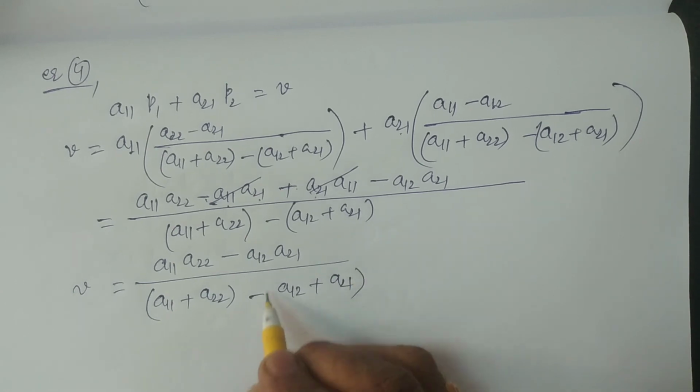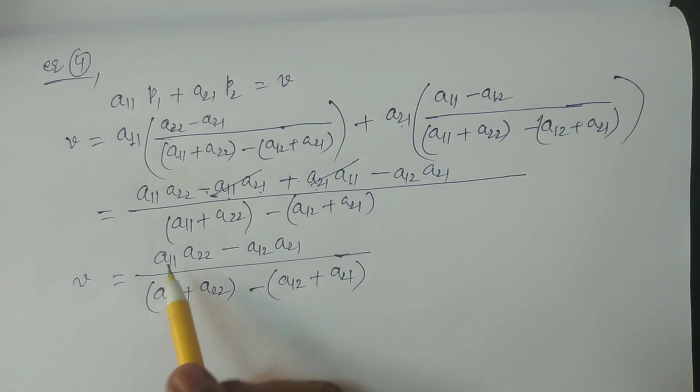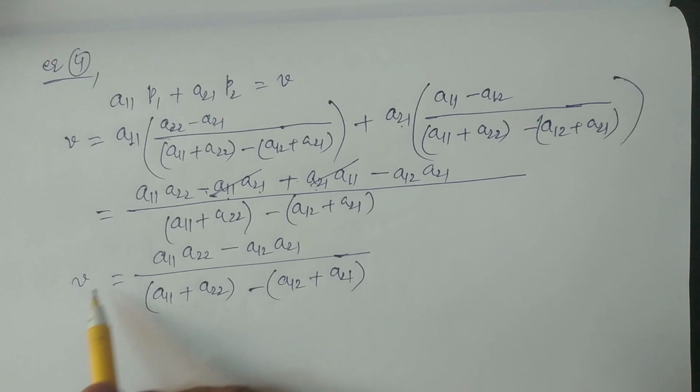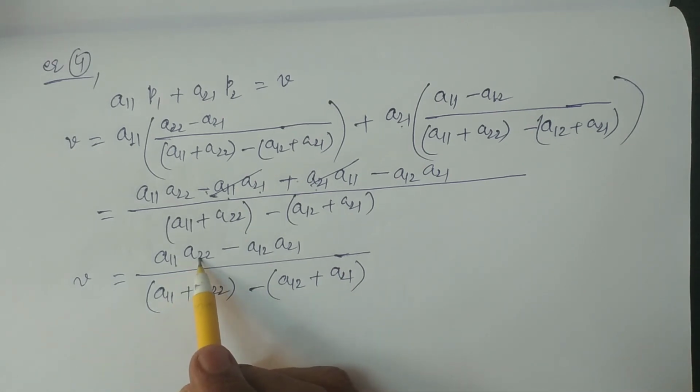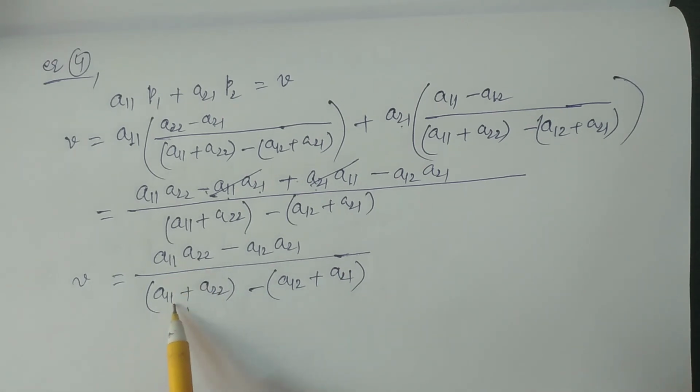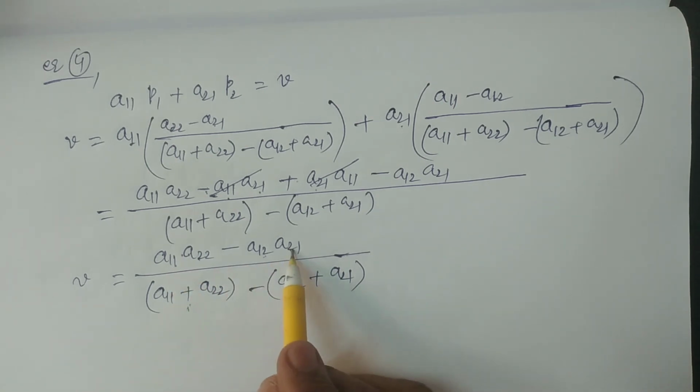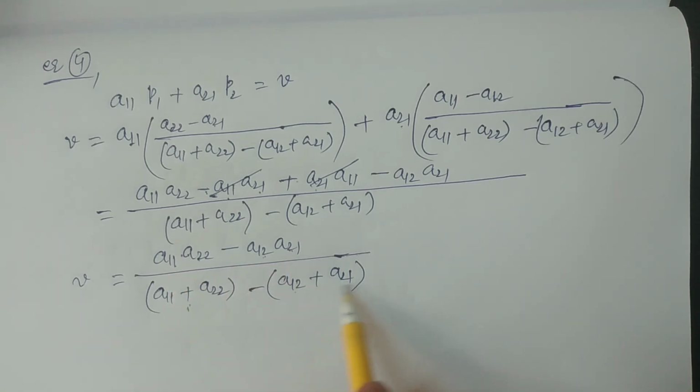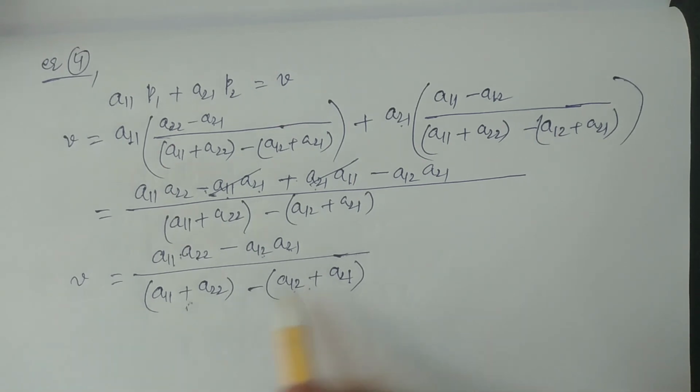This is the value of the game. You see the formula here, the value of the game formula: A11 into A22 divided by A11 plus A22, same, minus A12 A21 divided by A12 plus A21. Here multiplication, here division, addition, plus multiplication and plus, right? So both the numerator and denominator have very similar formulas. So this is the value of the game.